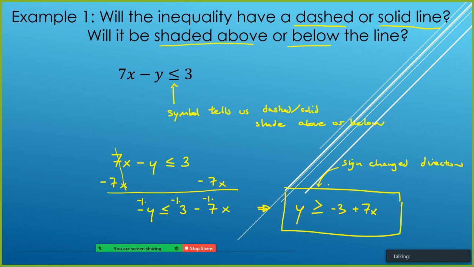So how do we say this inequality? Y is greater than or equal to negative 3 plus 7x. Or if we wanted it to be rearranged further, we could change the order of the 3 and the 7x. So it would be 7x minus 3. So our b value is negative 3, and our m, our slope, is 7.